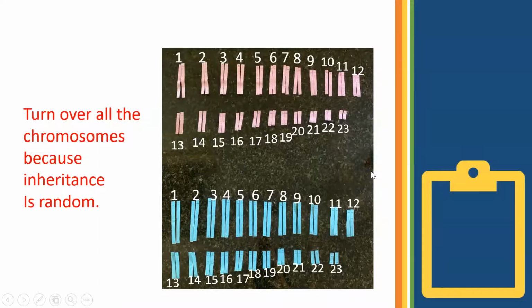All right, it's time to turn over all the chromosomes. You know why. Come on, tell me. That's right, because parents don't get to choose which chromosomes to pass on. We want this simulation to be true to this idea about inheritance. So go ahead and turn over all of your chromosomes.